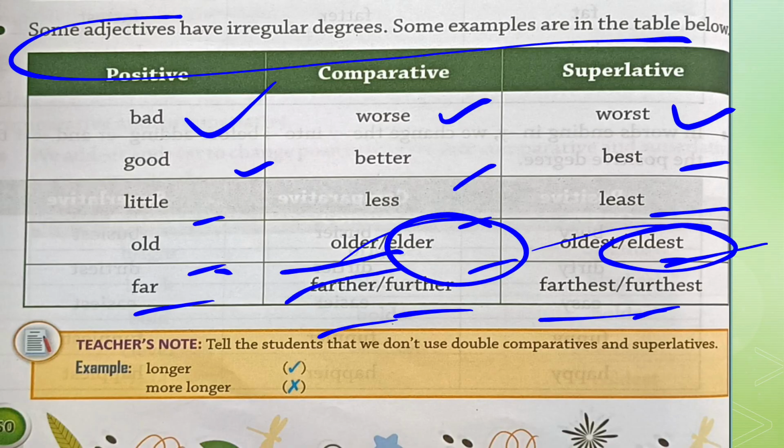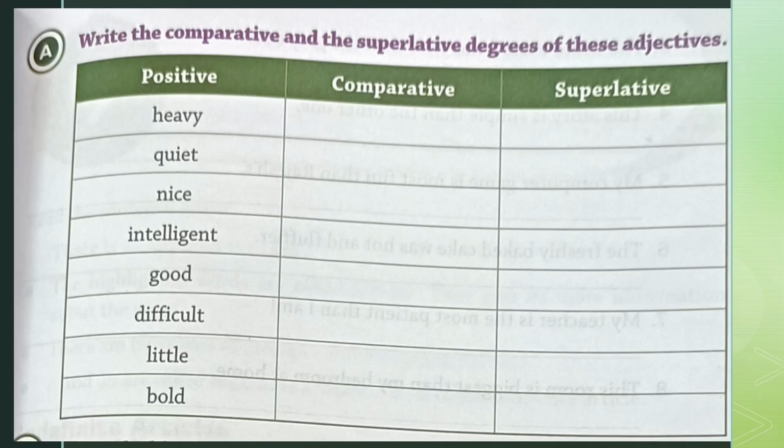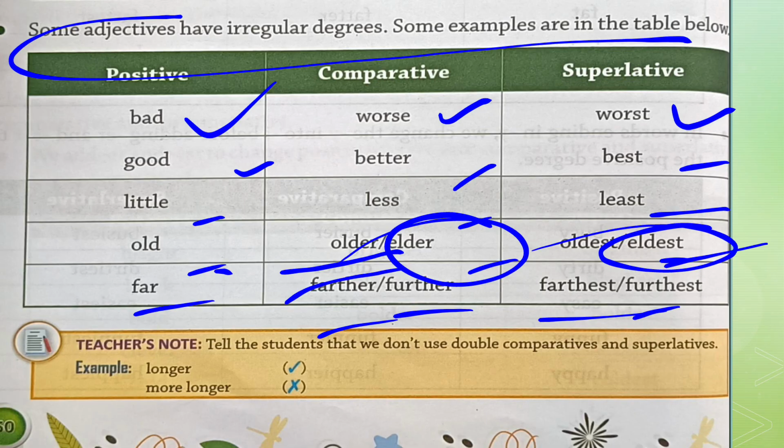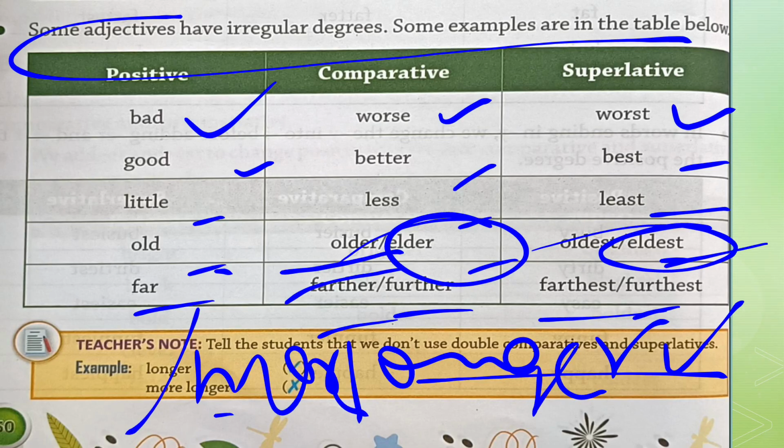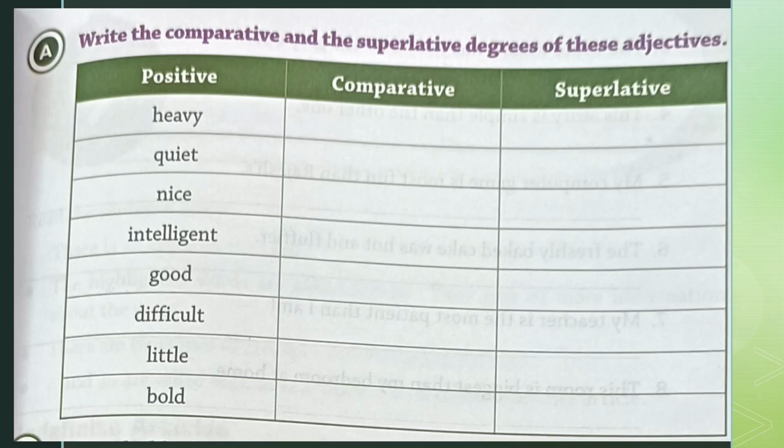Okay, understood. Now tell the students what I need to tell you. Tell the students that we do not use double comparatives and superlatives. It means if you write longer, then it is correct, but if you add more to it and write more longer, then it is incorrect. We cannot use two comparatives at the same time.